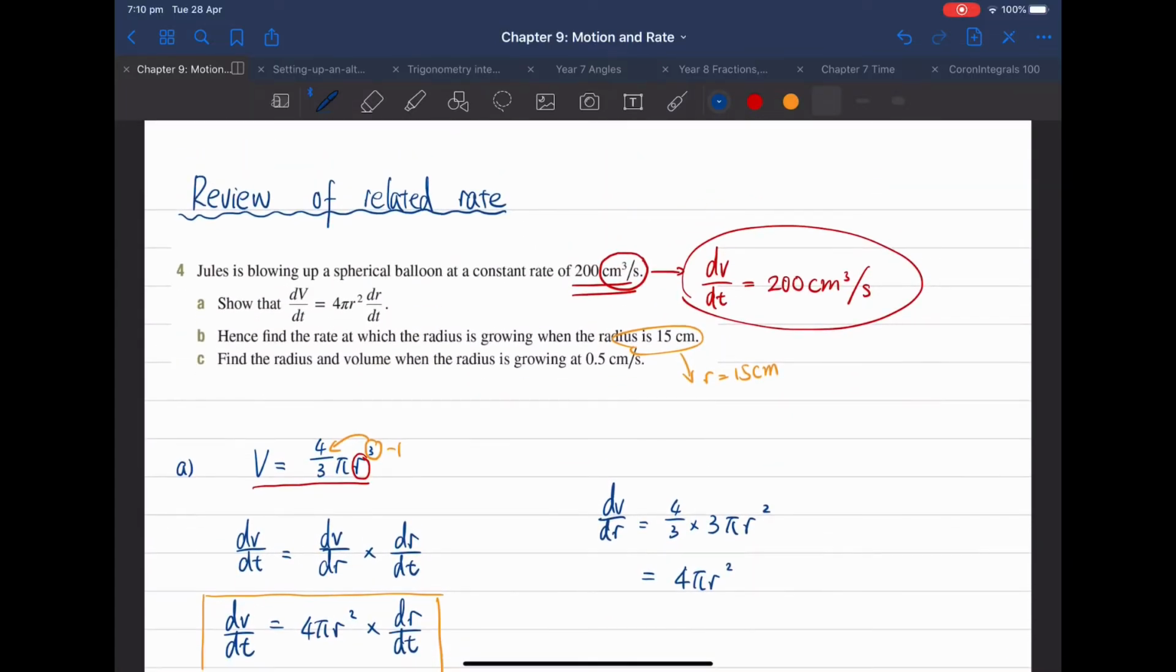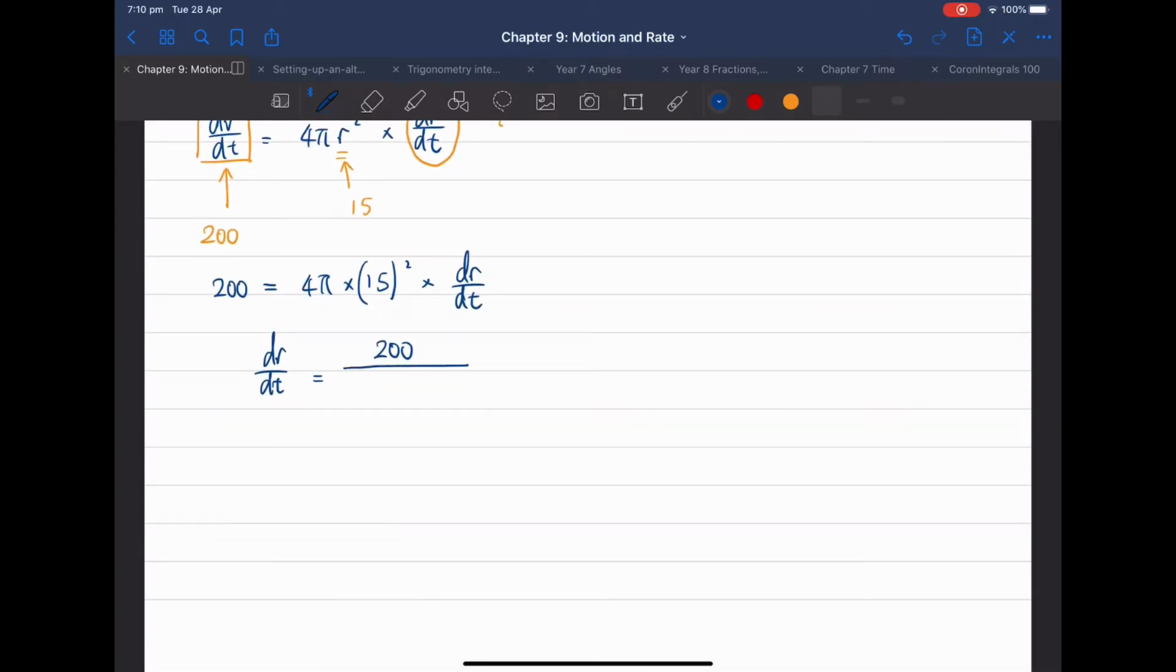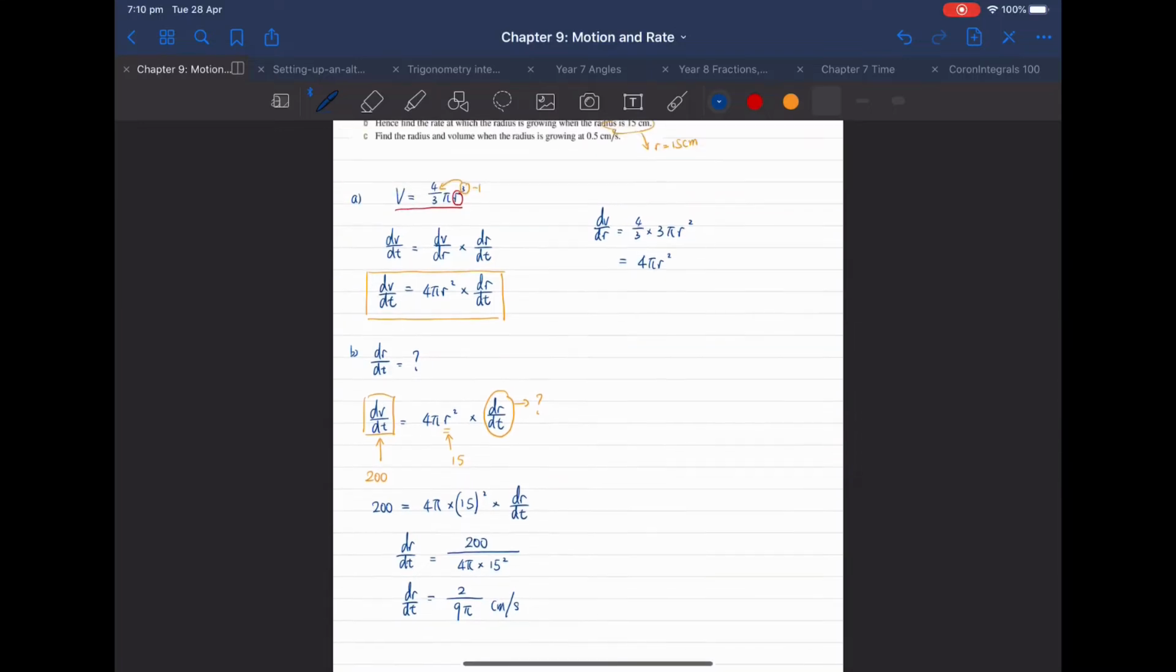I'm just checking if the units are consistent. Okay, yep, the units are consistent to each other. So that becomes 200 divided by 4 pi multiplied by 15 squared. Now you can leave the pi there, and then we'll use a calculator to work out what is 200 over 4 times 15 squared. And the answer is 2 over 9, and we'll have the pi there. So the rate of change in radius is equal to 2 over 9 pi. And then that's centimeters per second. That will be the units. Okay, so that's question B.